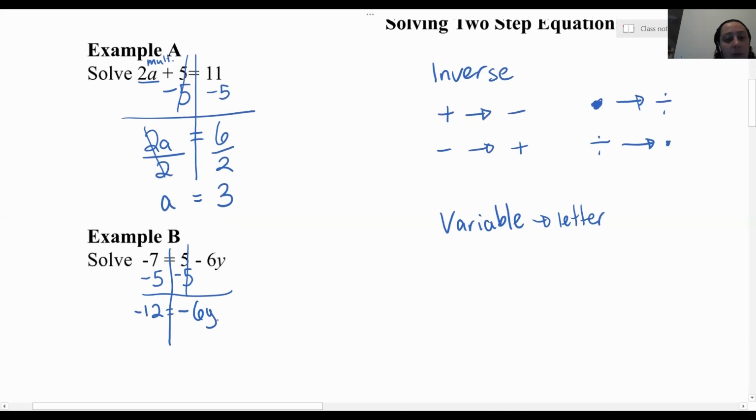Now with our y, we have negative 6. Remember, a number right next to a variable means multiply, and the inverse of that is divide. So we're going to divide negative 6. Negative divided by negative will be positive. 12 divided by 6 is 2 equals, these cancel, y.